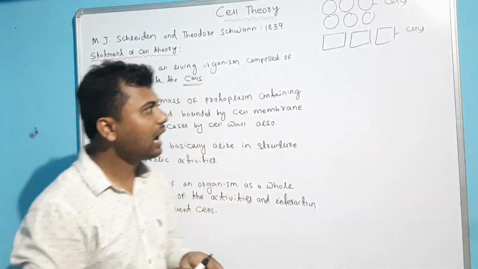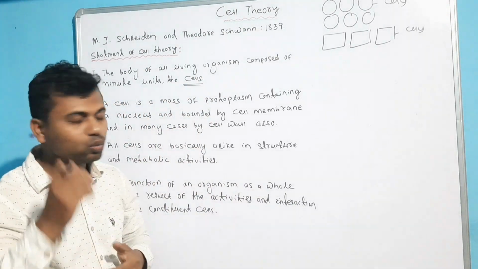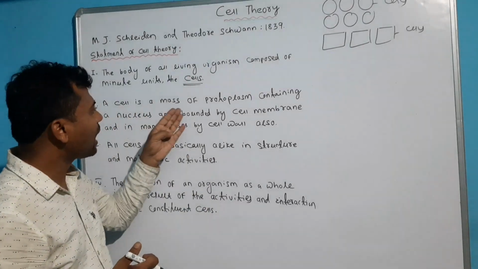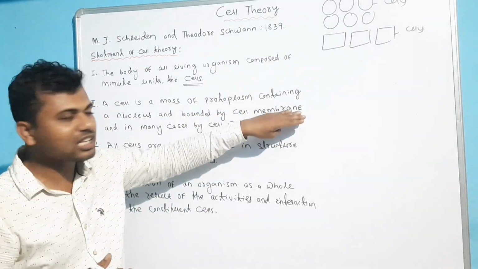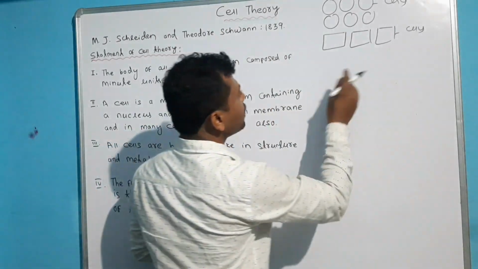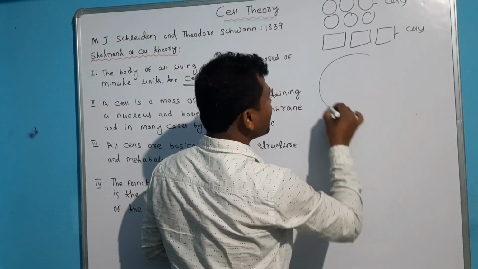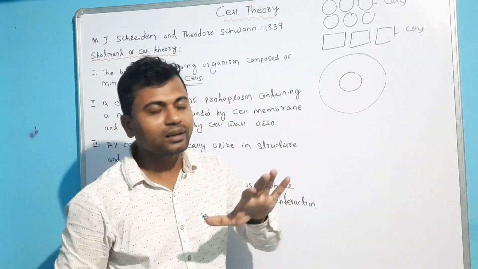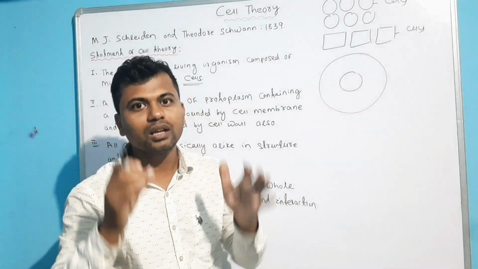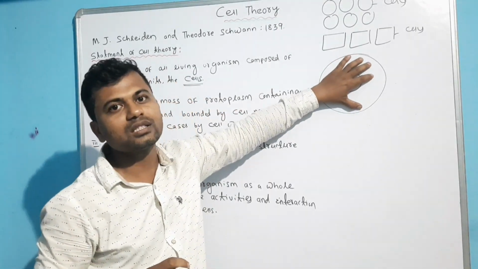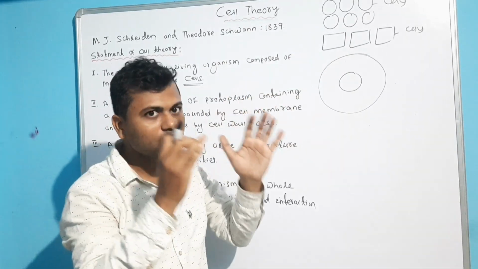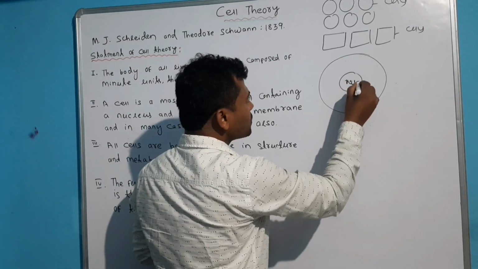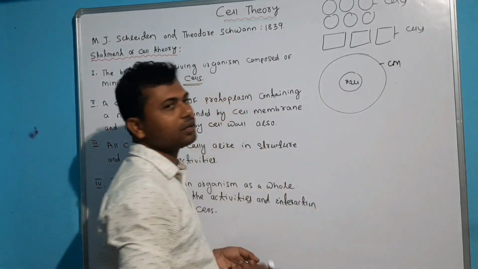Now come to statement number 2, which is: a cell is a mass of protoplasm containing a nucleus and bounded by a cell membrane. This is the first part of the statement. According to statement number 2, a cell is a mass of protoplasm containing a nucleus. So what is protoplasm? Whatever content of the cell is present below the cell membrane is known as the protoplasm.